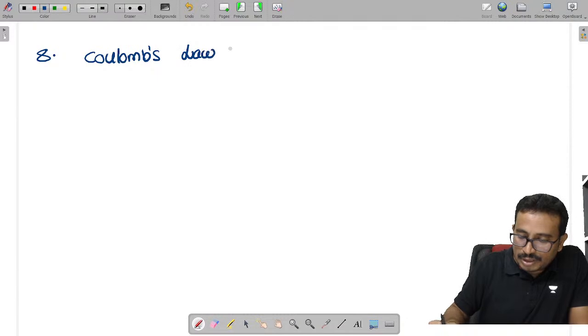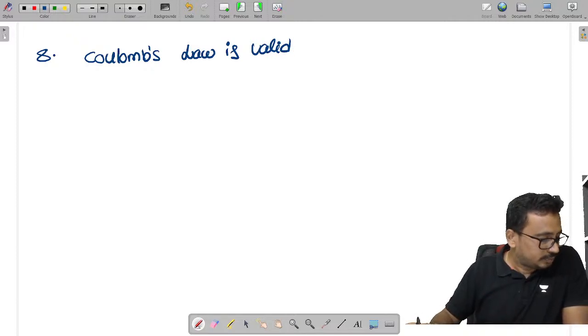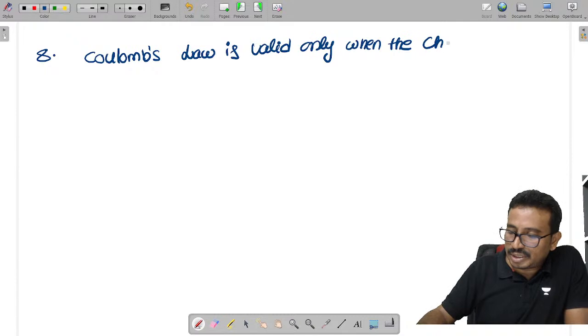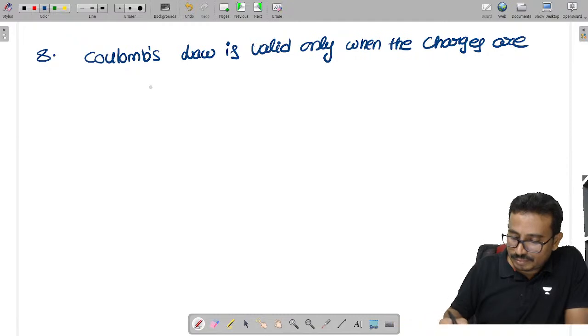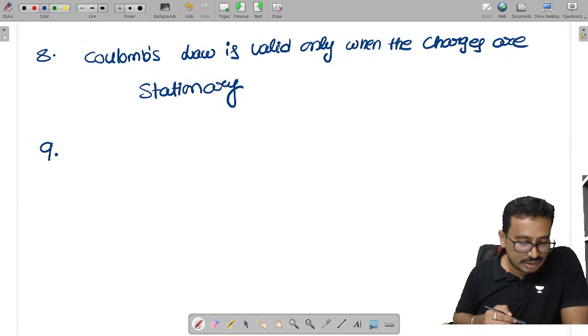Coulomb's law is valid only when the charges are stationary. If the charges are moving, Coulomb's law is not applicable. And the next one here.